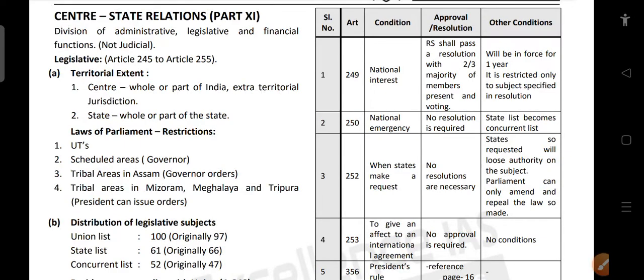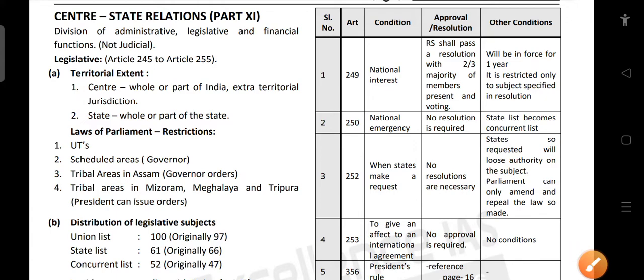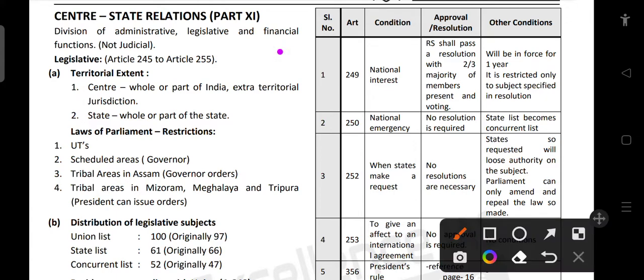Hey guys, let us continue with our polity static series. So today's topic is Centre-State relations. It is in Part 11 of our Constitution. This is about the division of administrative, legislative and even financial functions, but does not include the judicial function, because we have an independent and integrated judiciary.